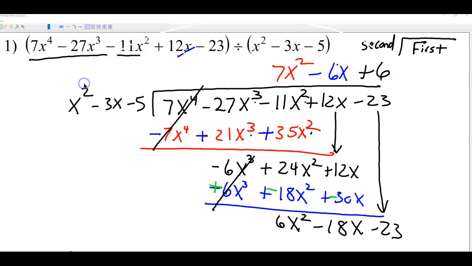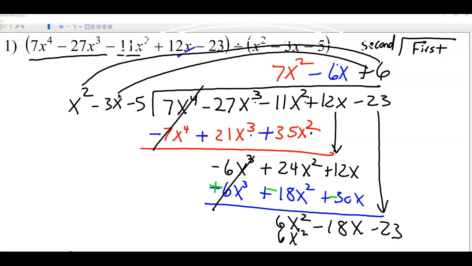Kimaya, what's 6 times, oh, it's white. That's why. X turns into 1, right? So what is 6 times x squared? That's what we want to do. So what's 6 times x squared? 6x squared. And what is 6 times negative 3x? That's our next one. 6 times negative 3x.